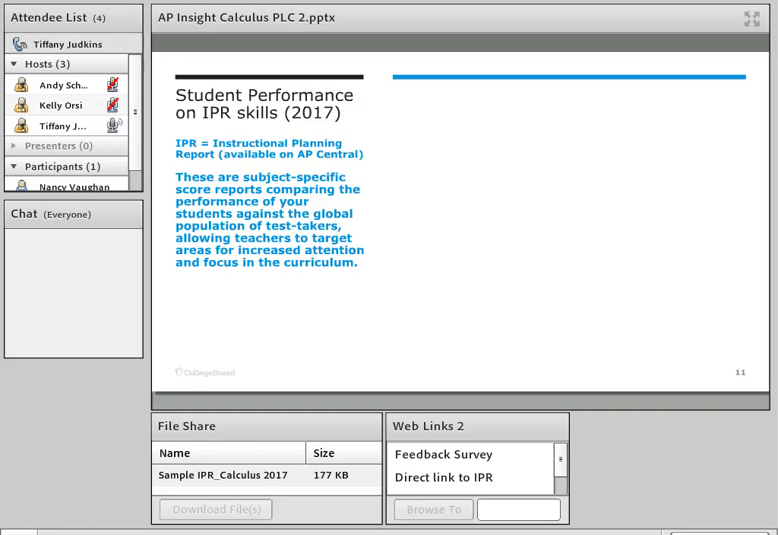Just a reminder, IPR is what we're using to stand for the Instructional Planning Report. We'll show you in a minute that it's available on AP Central, and you can download it there for free. They are subject-specific score reports for your past year's students. It compares the performance of that group of students, broken down by sections, against the global population of test takers. So it allows you to see how your students did in light of the global performance.